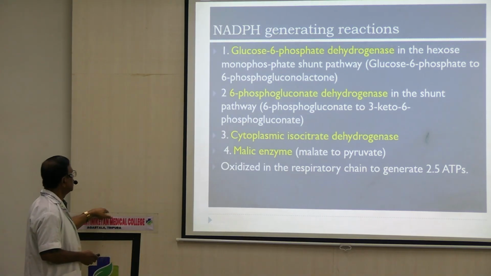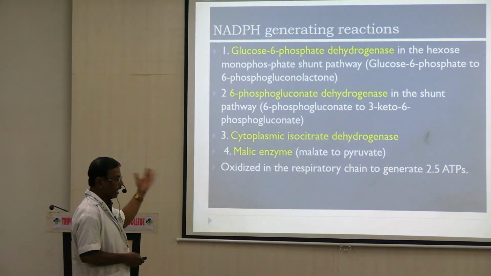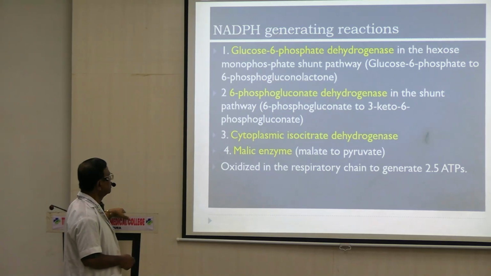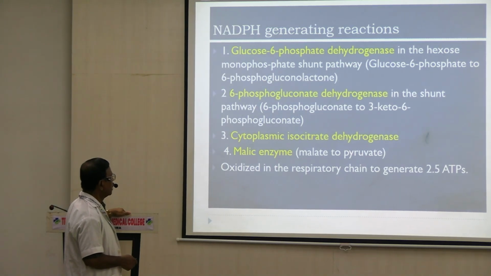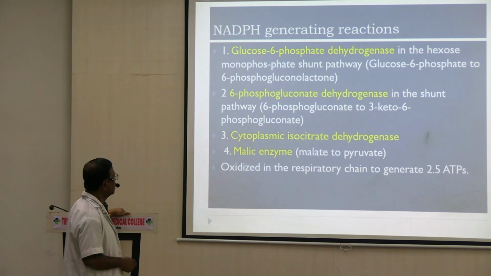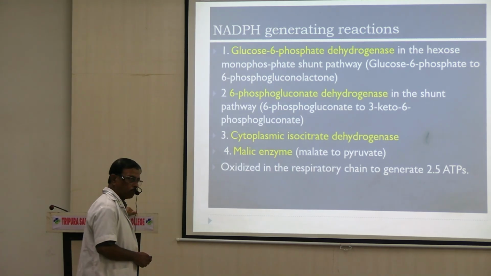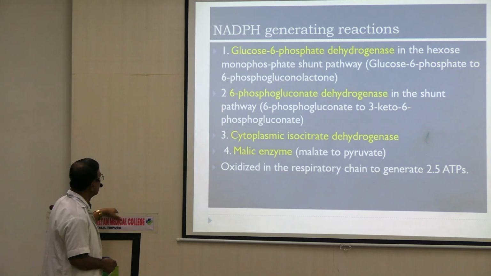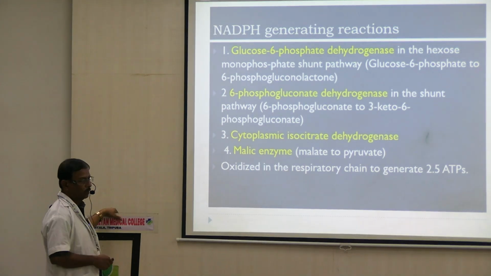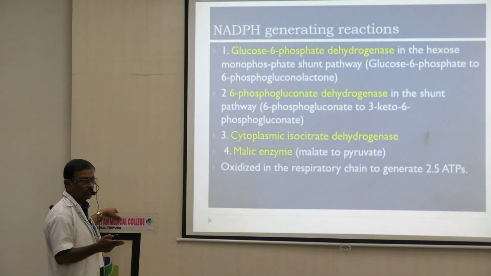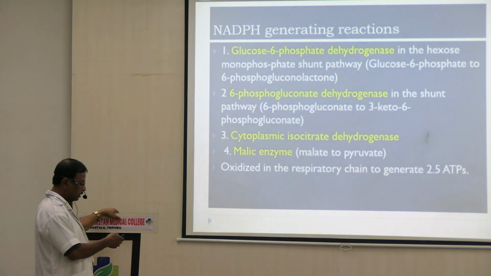NADPH generating reactions, here NADPH is generated, produced. Glucose 6-phosphate dehydrogenase, here it is the reaction of the hexose monophosphate shunt. Here NADPH is produced in the reaction. It is very important, NADPH, it maintains the integrity of the RBC cell membrane. You will know it afterwards.